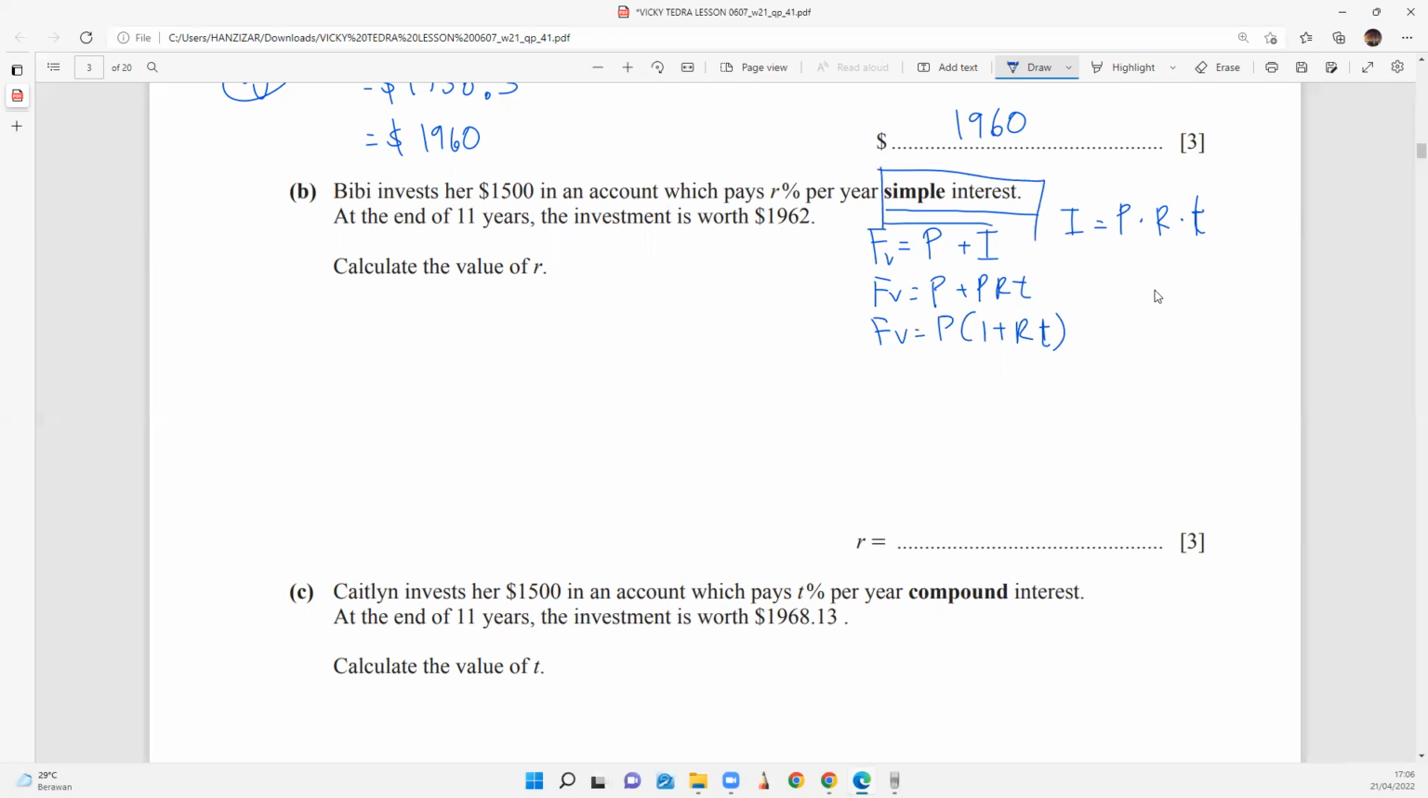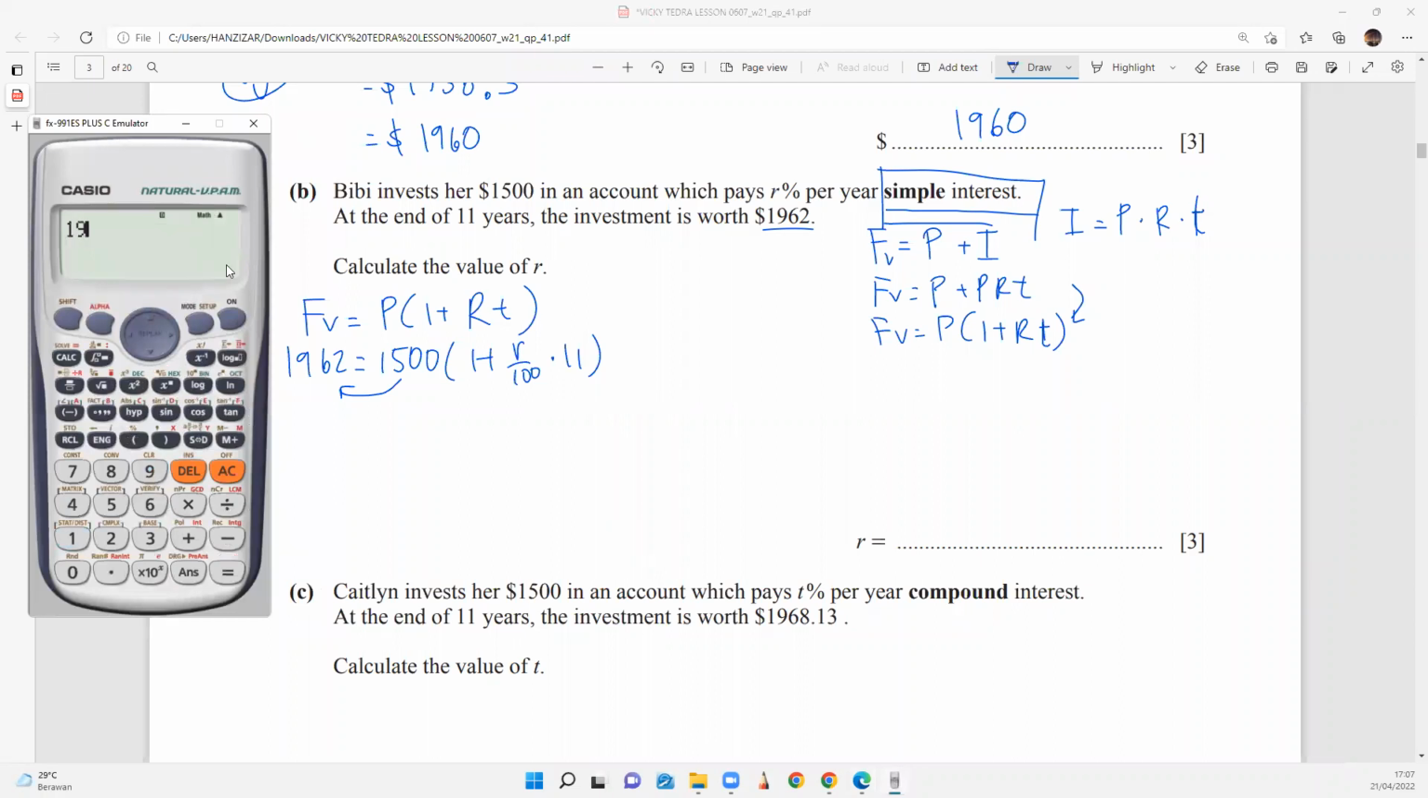Okay, the value of R. The future value is 1,962. So for the future value, better write down one more time: P plus PRT, right? And then why 1 plus? Because you factorize the P. So 1962 equals 1,500 times 1 plus R, R is over 100, of course, we are finding the percent. So you just put the R over 100 times the time, 11. Okay, so you put the 1,500 to the left. That's the simple thing you do.